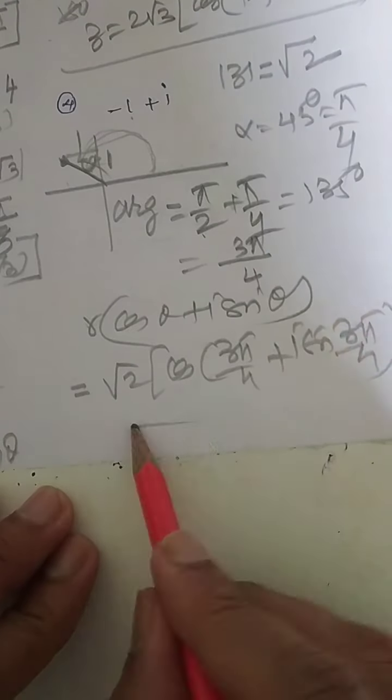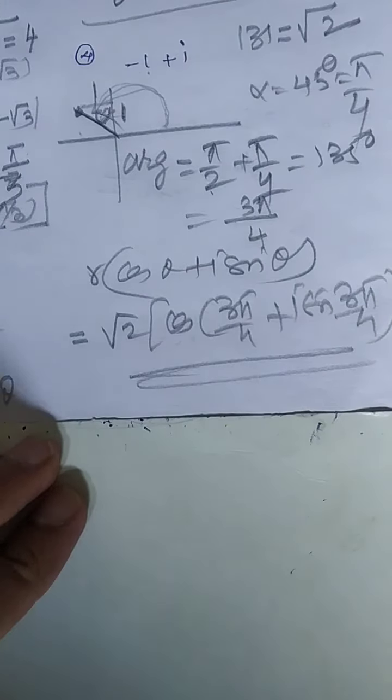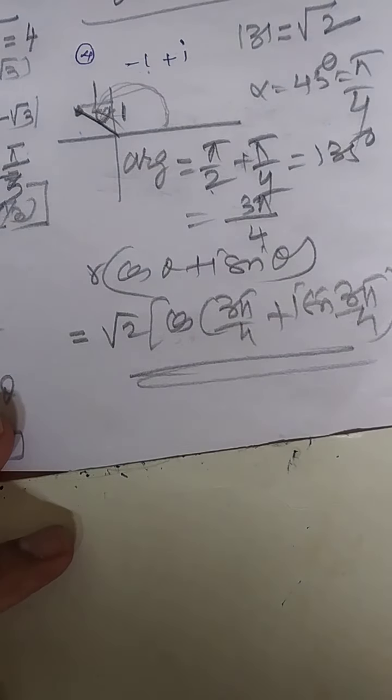So in this discussion, we have learned the meaning of argument and how to convert the given complex number into polar form.